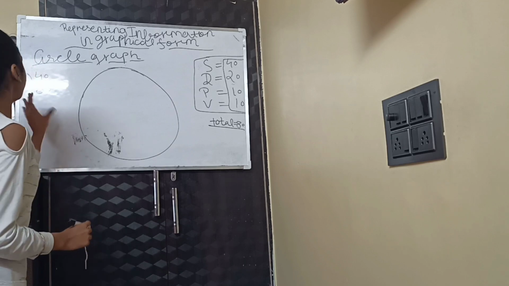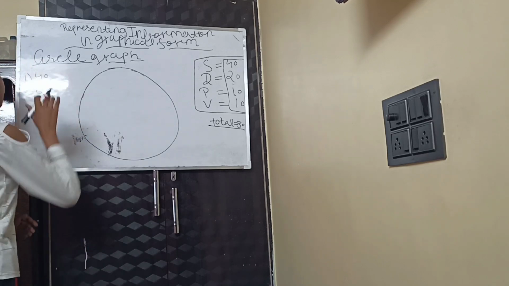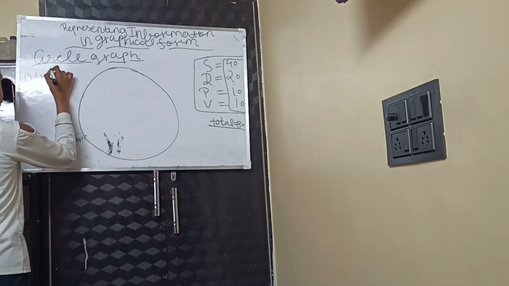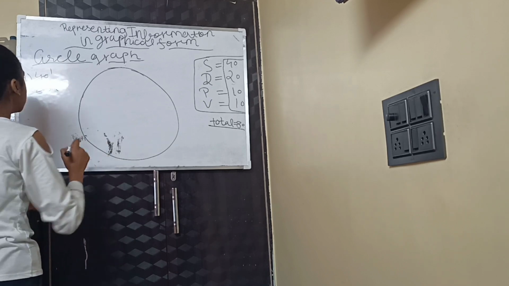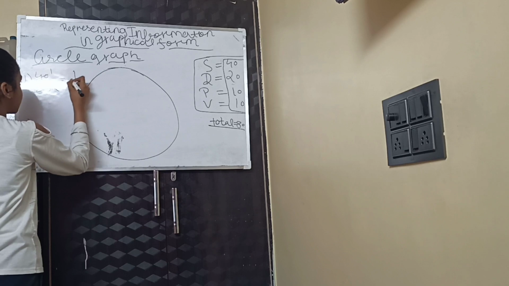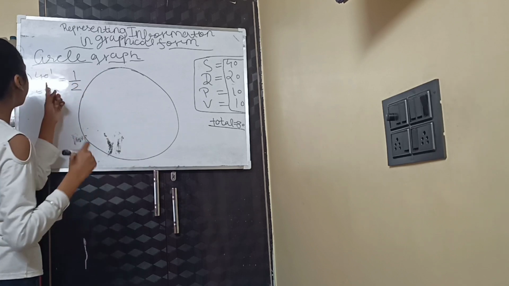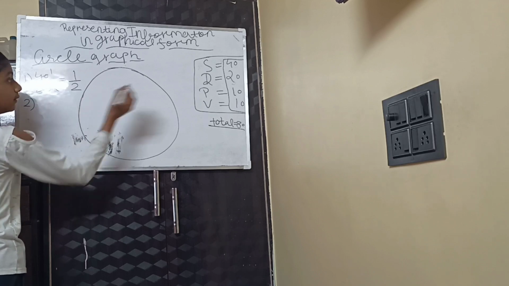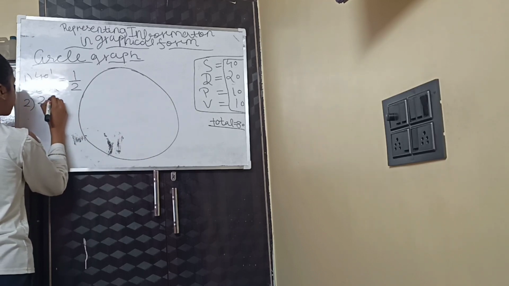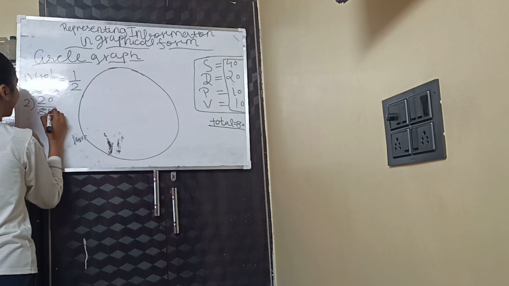Okay, so we will take out the fraction 40 upon 80. 40 ones are 40, 40 twos are 80. So the fraction is 1 by 2 of 40. Now second is 20. So we will take out the fraction of 20 upon 80.